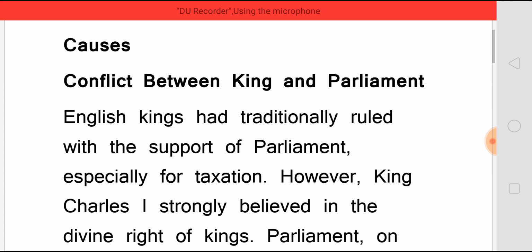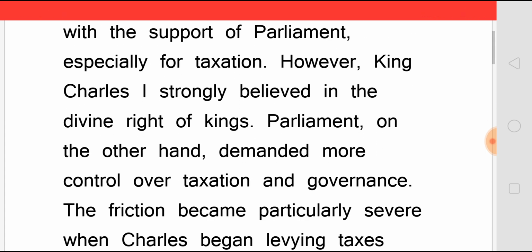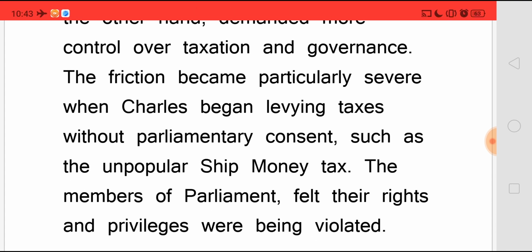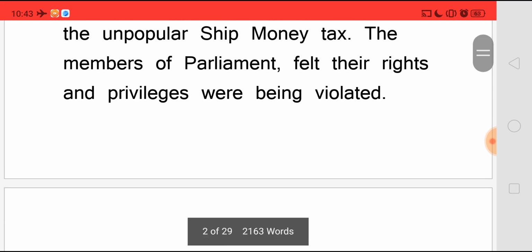Now, when we see the causes, we find that there was a conflict between the king and the parliament. Traditionally, the English kings always ruled England with the support of parliament, particularly for taxation. But King Charles I strongly believed in the divine right of kings. That is, he felt that a king is next to God and he is not answerable to anyone. But Parliament, on the other hand, demanded more control over taxation and also over governance. And there was friction between them because Charles began levying tax without the permission of Parliament, such as the unpopular ship money tax. And this made the parliamentarians feel that their rights and privileges were being violated.